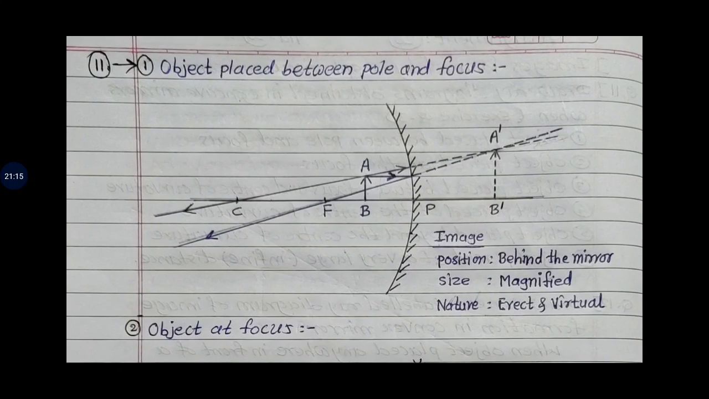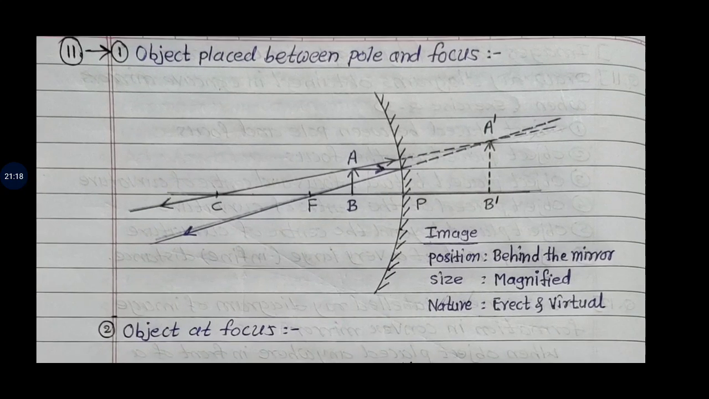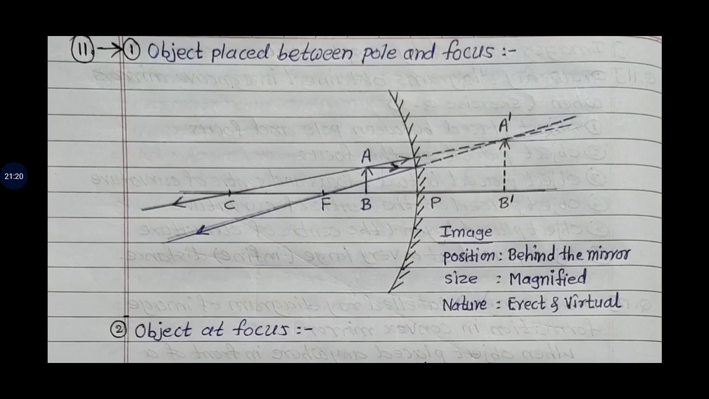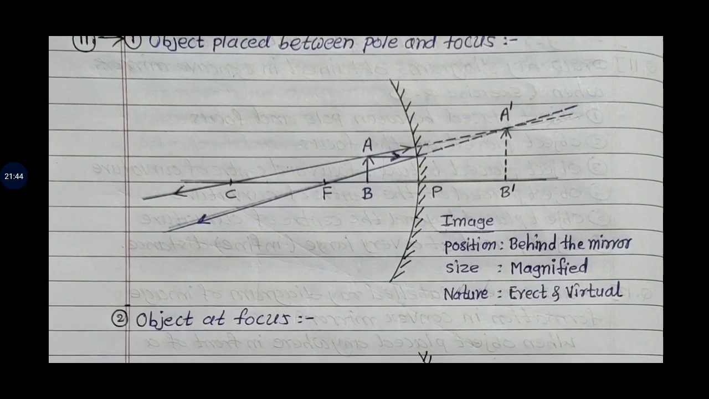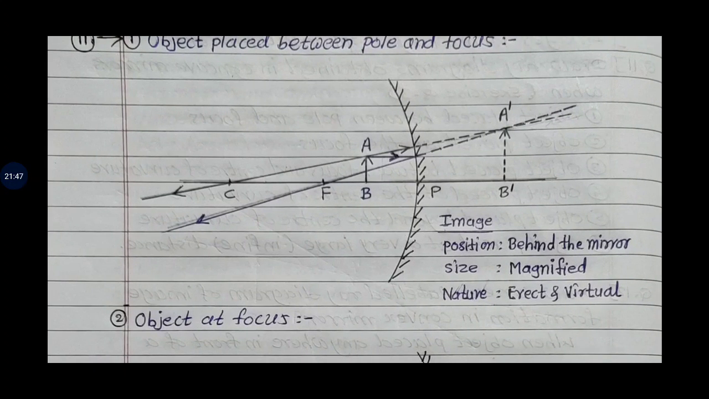First one, object placed between pole and focus. So what are you doing now? See the basic concept. Listen carefully. In your notebook, lines are given. So on one line you draw the principal axis first. The line passing through C and P, the center of curvature and pole, is called what? Principal axis. So you draw that line. Then from the point C up to F. Now check this, see there. How to plot this point C and P?